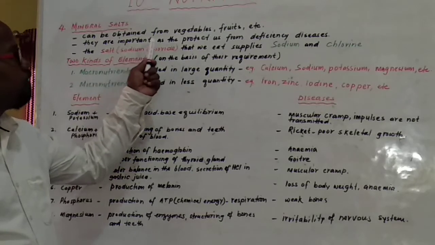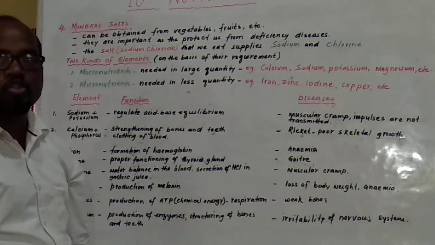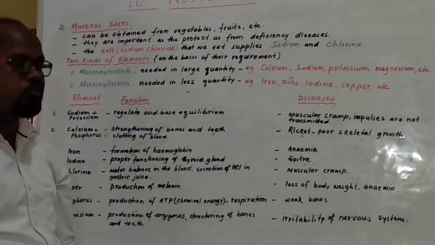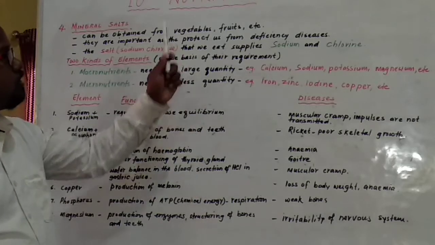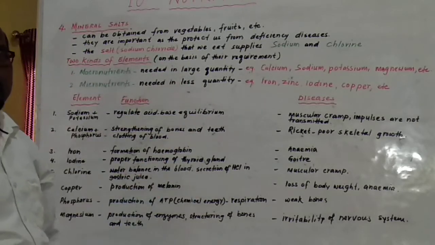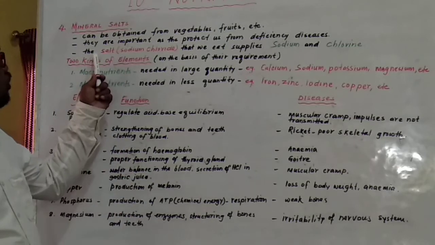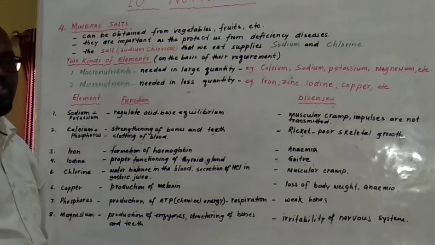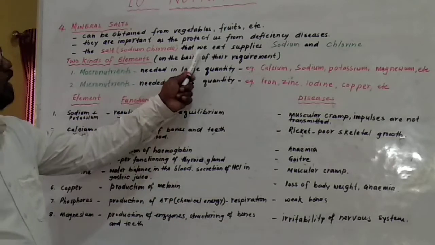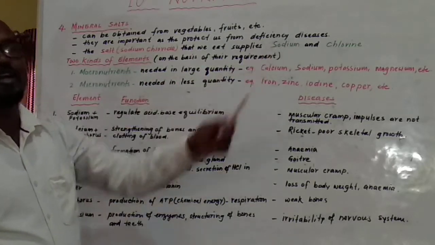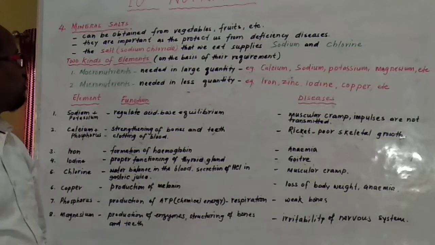They are important as they protect us from deficiency diseases. There are so many deficiency diseases which we may face when we do not take these mineral nutrients or salts. Salt, for example, the common salt, sodium chloride that we eat every day, supplies sodium and chlorine. So sodium and chlorine, we take as salt.